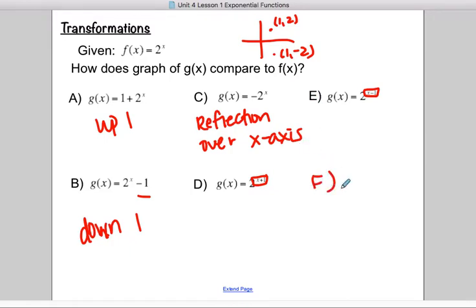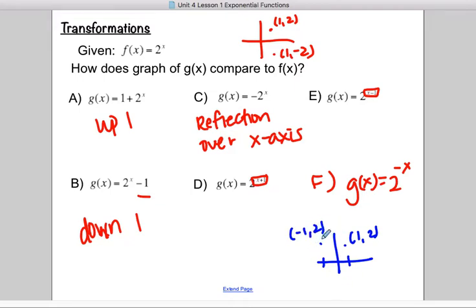Let's just say I added part f. What if we had g of x equals 2 to the negative x? Which values am I changing now? Here I was changing my y's. Now I'm making all my x's negative. So if I have x's that are negative, let's say I had, once again, 1, 2. If I make my x value negative, I'm now at -1, 2. So which axis did I go across in this case? I would have gone across the y-axis. So this one is a reflection over my y-axis.